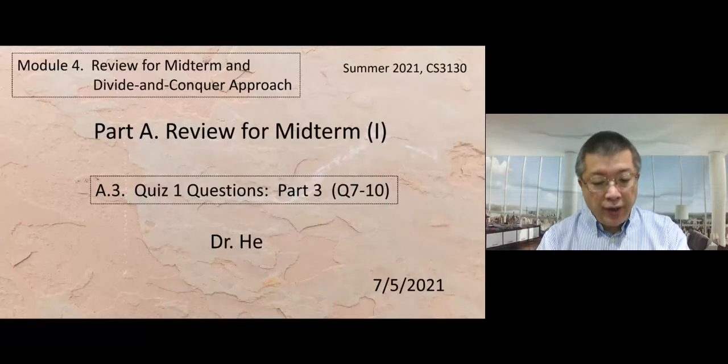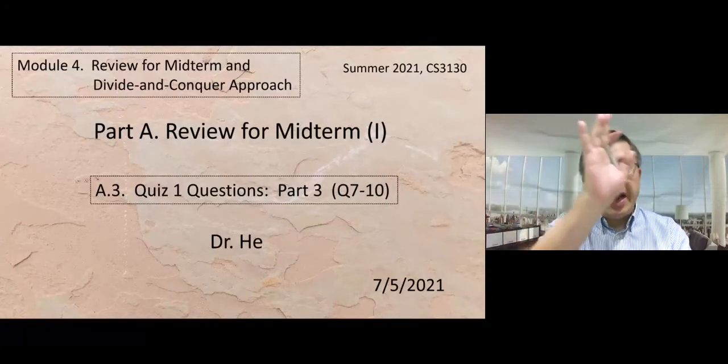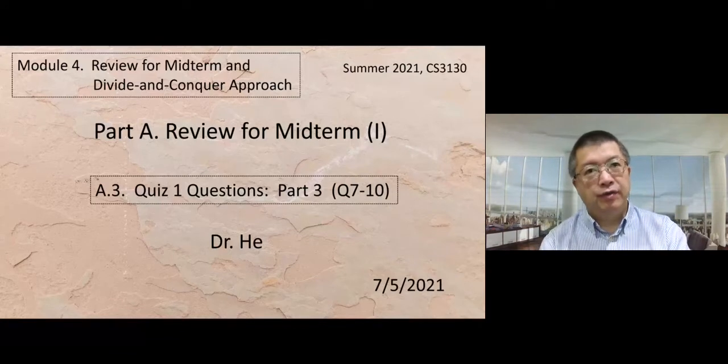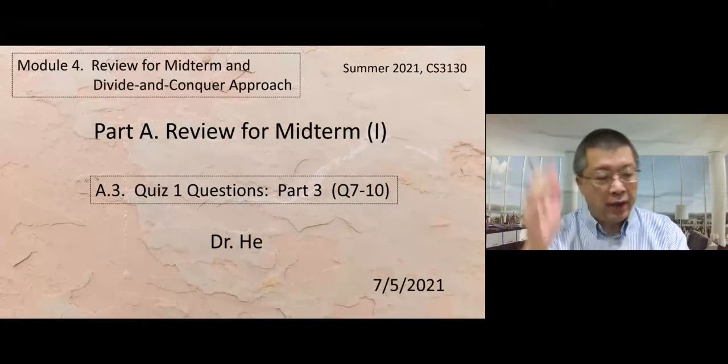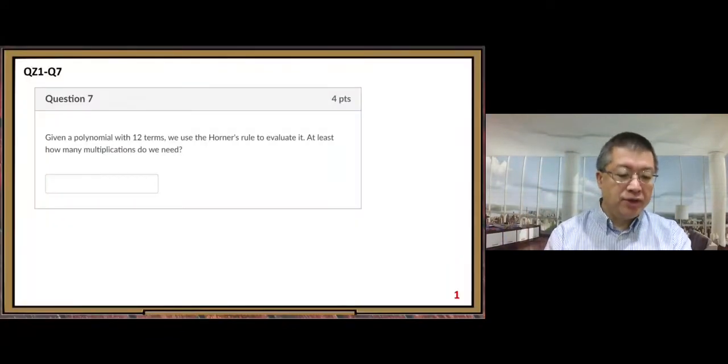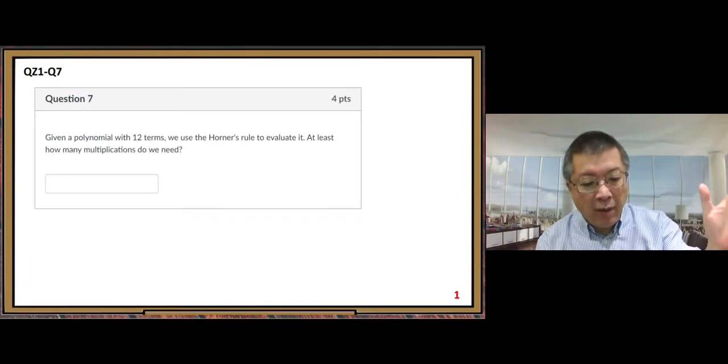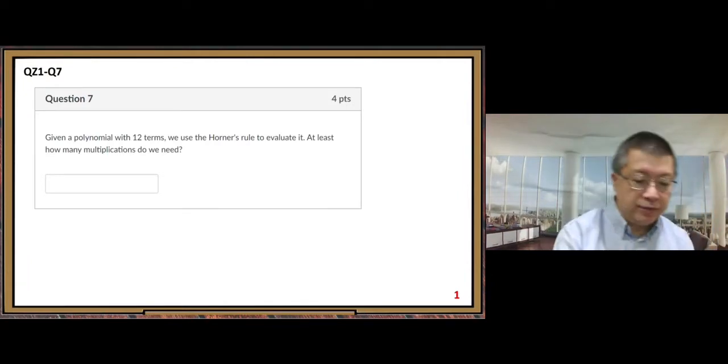Part 8.3, quiz 1, part 3. The last 4 questions from number 7 through number 10. Question number 7. Given a polynomial with 12 terms.